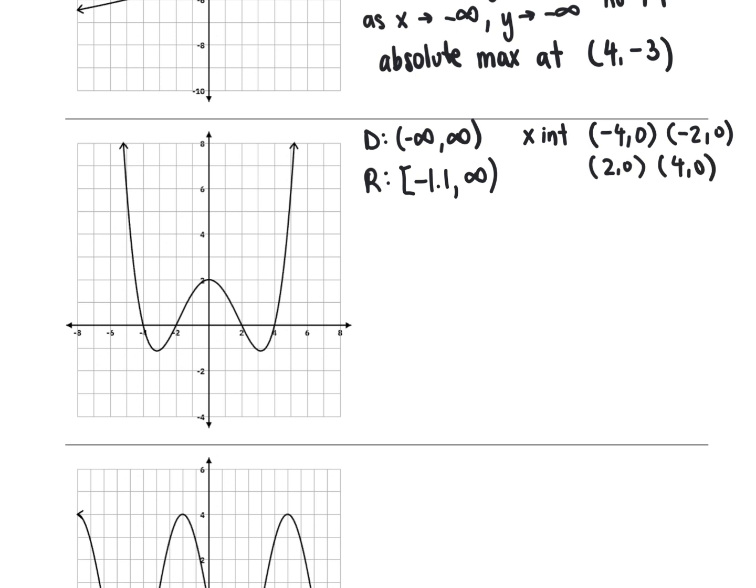We also have a nice y-intercept that we can read right here on the y-axis, and that is at (0, 2). Next, we have our increasing and decreasing intervals. So here we do have quite a few changes in direction, so we have to be careful when we're labeling.